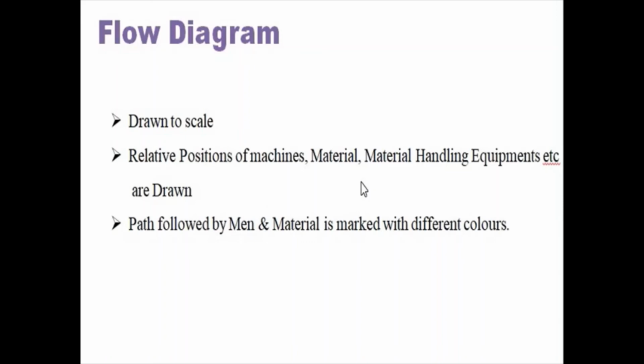And the path followed by men and material is marked with different colors, because most of the time equipment is at one place, but men and material are continuously in moving conditions. So that path is required to be traced, because if that timing or those paths can be optimized, then that time can be saved and it will ultimately convert into profits, or savings in terms of cost. So to avoid backtracking, congestion and traffic issues, these types of diagrams are used.